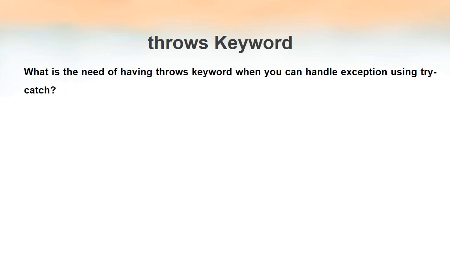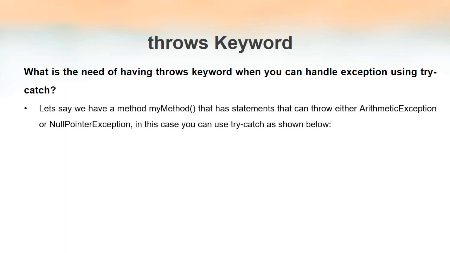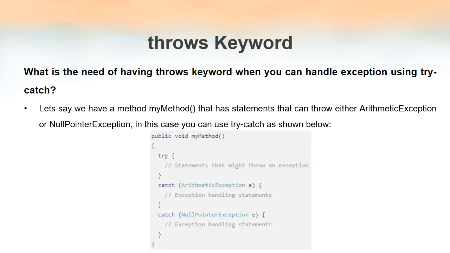So what's the need of having the throws keyword? Because we have the try and catch block to handle exceptions. So what's the need of this throws keyword then? For this we'll see an example. Suppose we have a method. Let the name of the method be myMethod. And it has statements that can throw either an arithmetic exception or a null pointer exception.